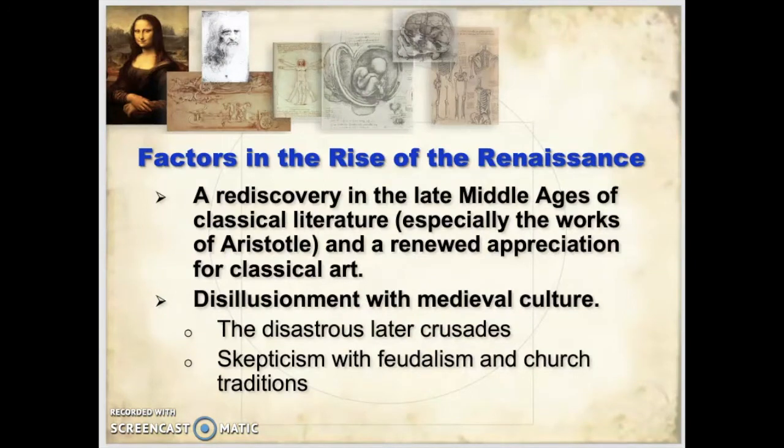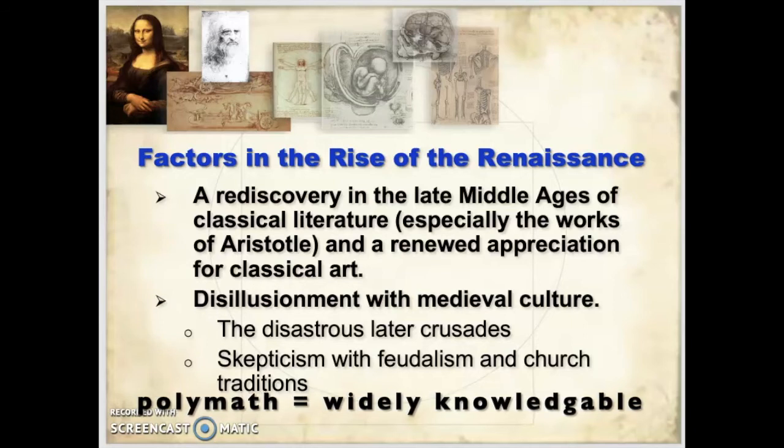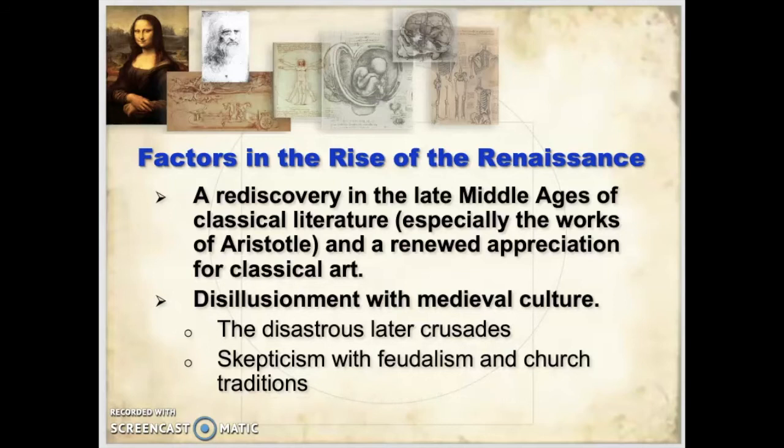What were some of the factors in the rise of the Renaissance? Well, first of all, there was a rediscovery, as I said, in the late Middle Ages, of this classical literature, and especially the works of Aristotle. Aristotle was a philosopher, but really he was what you'd call a polymath, meaning that he was really excellent at many different subjects, art and science and philosophy, just to name a few. He was also a historian, and he was an art critic and so forth.